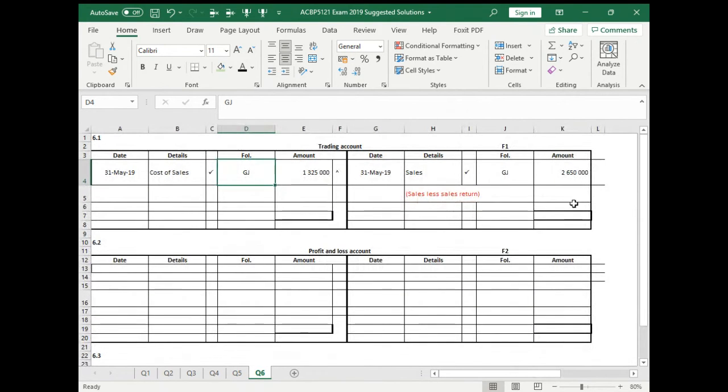Now, if we look at this, we can see our sales was 2.6 million, but our cost of sales was only 1.3 million. So to work out the gross profit, we are going to balance this trading account, and the balancing amount will be your gross profit. But that amount we will take to your profit and loss account. So I'm just going to say this is the gross profit, just so you know.